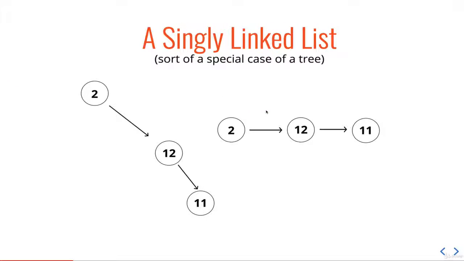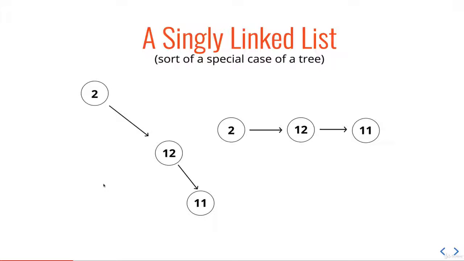So you can think of a singly linked list as a very special case of a tree. So this could be a tree. It's not a great use for a tree, but if we had this 2 pointing to 12, which points to its child 11, you could represent that as a linked list, 2 to 12 to 11. But you probably wouldn't do that. You would probably just use a linked list if this is what your data looked like. But I just wanted to show that this is a special case.